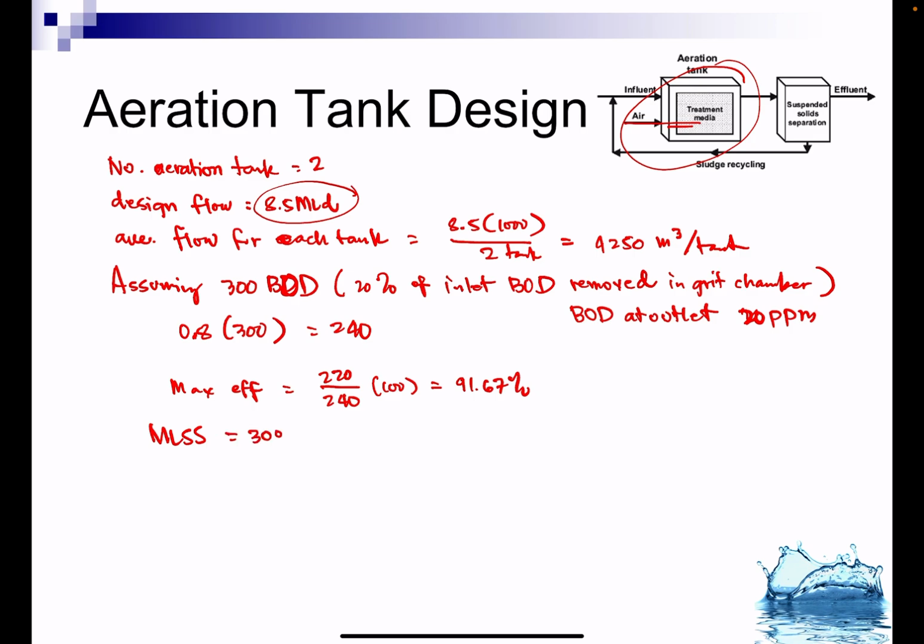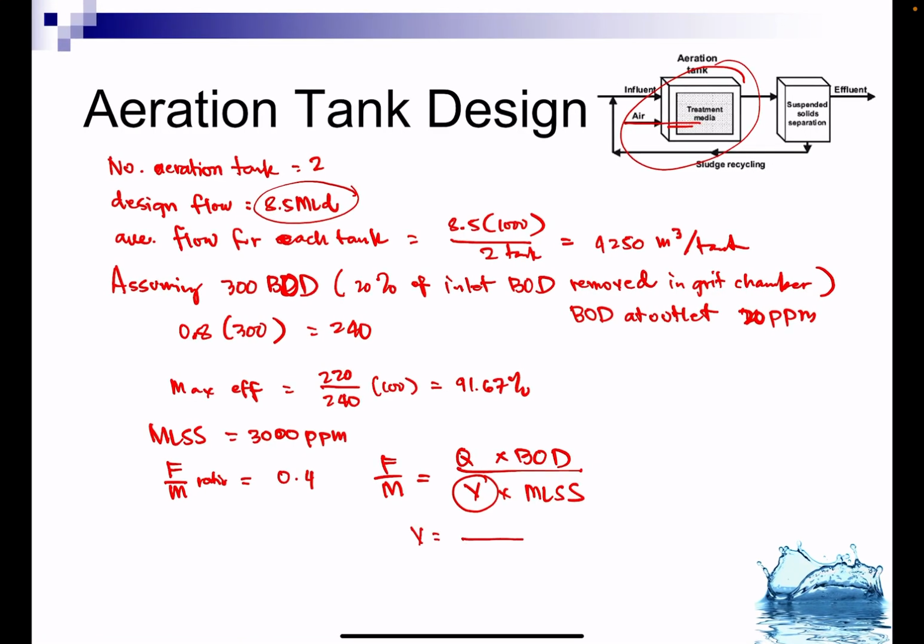Okay? So your MLSS is 3,000 ppm mixed liquor, and your F over M ratio is equivalent to 0.4, knowing that F over M is equal to Q times BOD all over V times MLSS. You'd get the volume of your aeration tank as V equals Q times BOD divided by F over M times MLSS. So you get the value of your V.